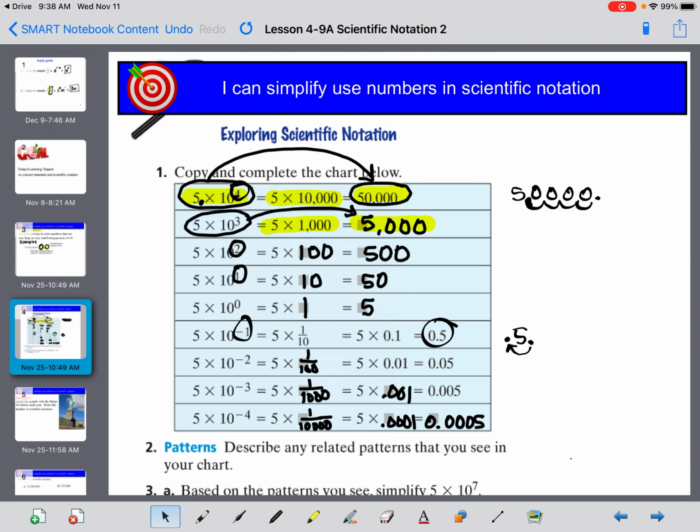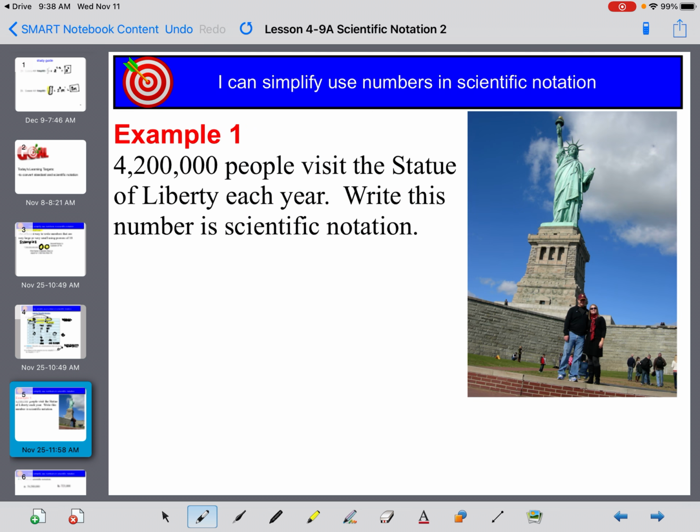Let's do this question. Based on the pattern you see, simplify 5 times 10 to the 7th. 5 times 10 to the 7th, I start with the 5. Because the exponent is 7 and it's positive, I'm going to move it to the right 7 places. I'm going to use zeros as my placeholders, and my answer looks like that. 50 million.